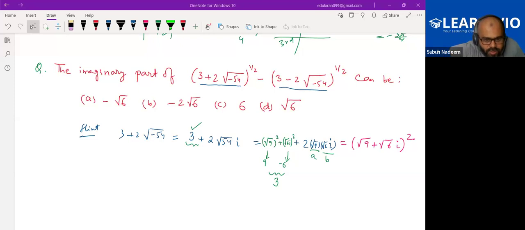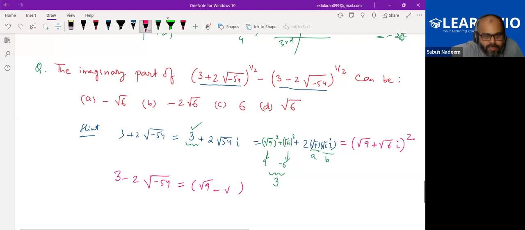So if you see students here in this case, if 3 plus 2 root over minus 54 is root 9 plus root 6 iota whole square, what will be 3 minus 2 root over minus 54? Isn't it coming out to be root 9 minus root 6 iota? Iota is not inside the square root, it is outside the square root. It is minus root 6 iota whole square.